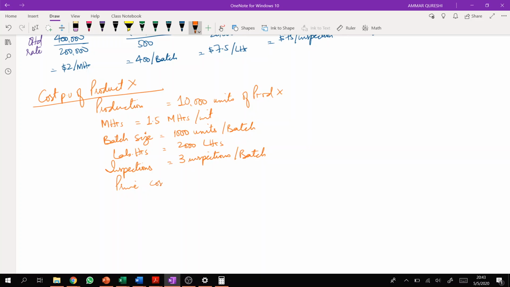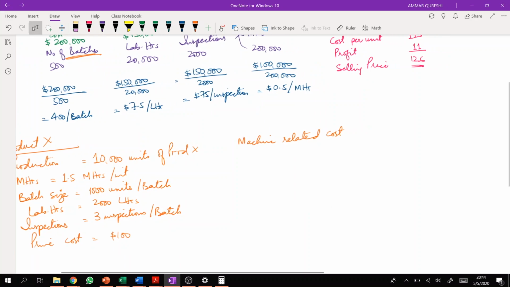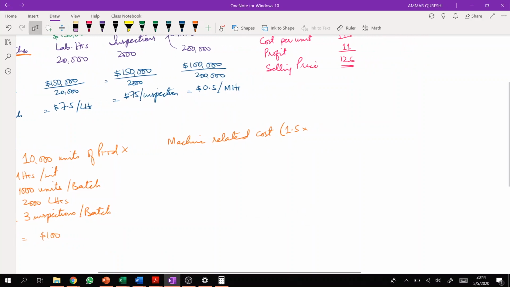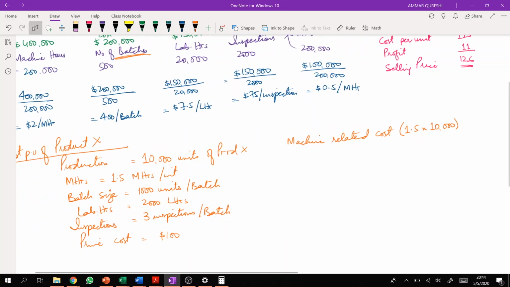There is nothing wrong with the prime cost. Prime cost is not the major area of concern for us, right? So let's start the calculation of cost per unit of the product using activity based costing. First of all, we need to distribute machine related cost. Machine related cost will be 1.5 machine hours per unit, and there are 10,000 units of the product.